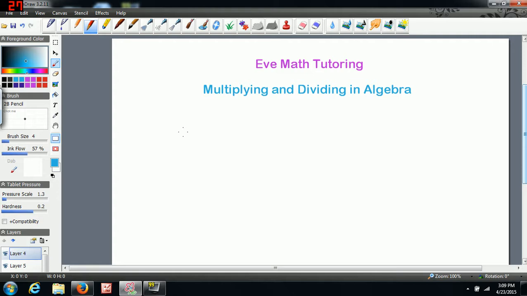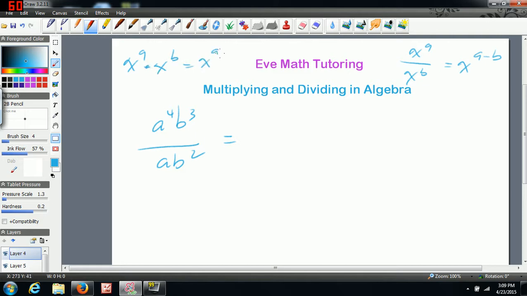Okay, and if we were doing, say, division, let's try some division examples. So say you had a to the 4, b to the 3 divided by ab squared. Well, again, when you're dividing, what's the rule? x to the a over x to the b is equal to x to the a minus b, right? And for multiplication, it's just adding. x to the a times x to the b is x to the a plus b. So those are the rules there.